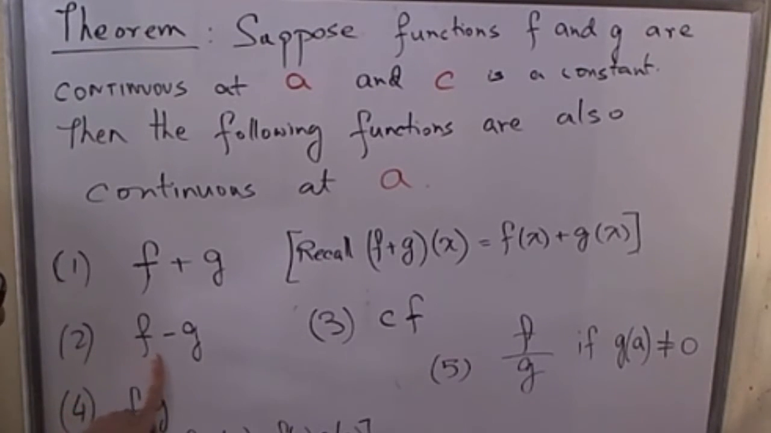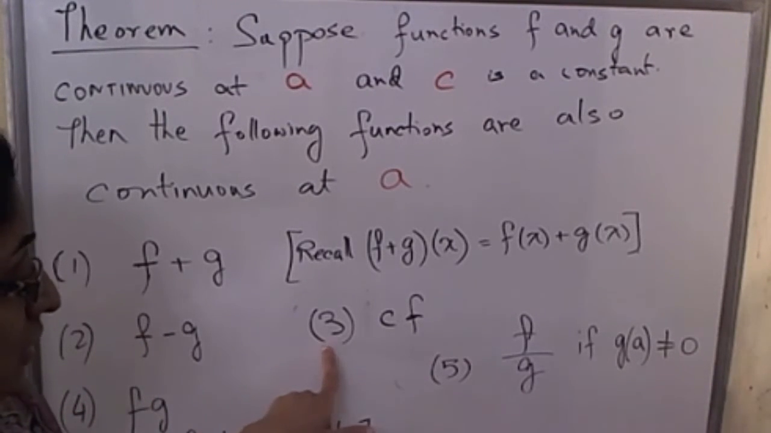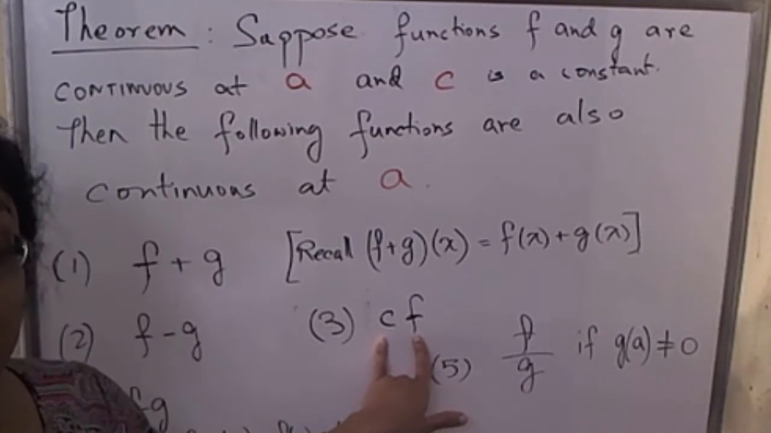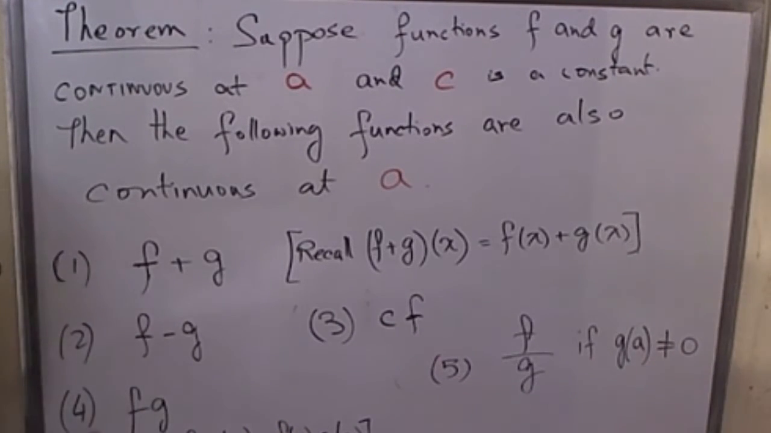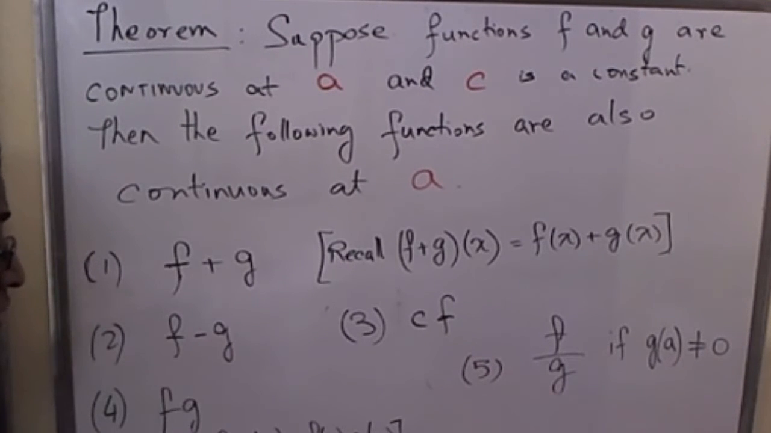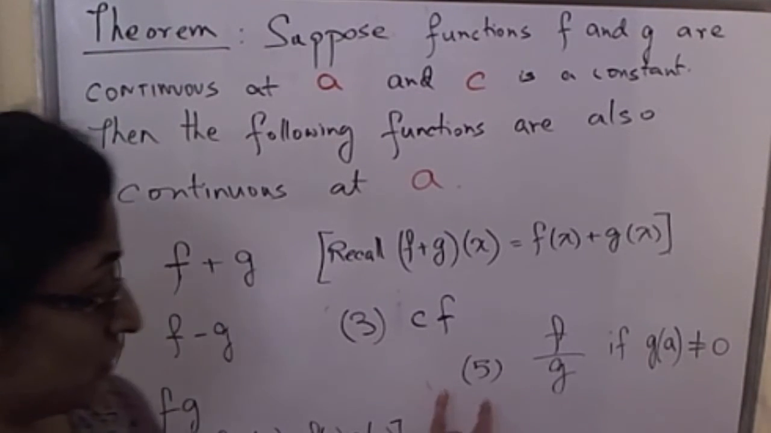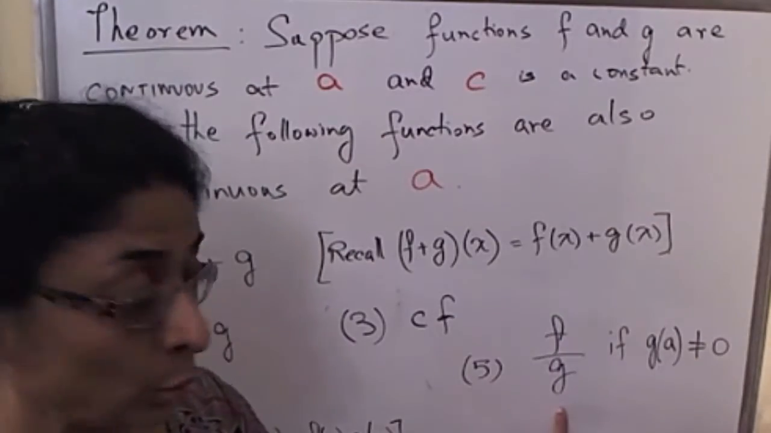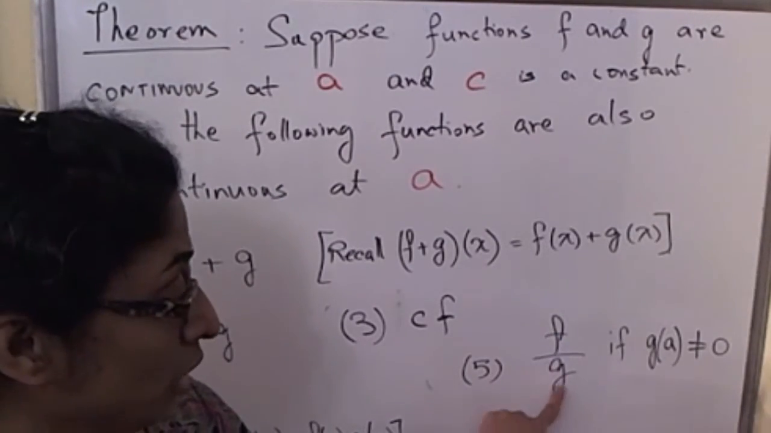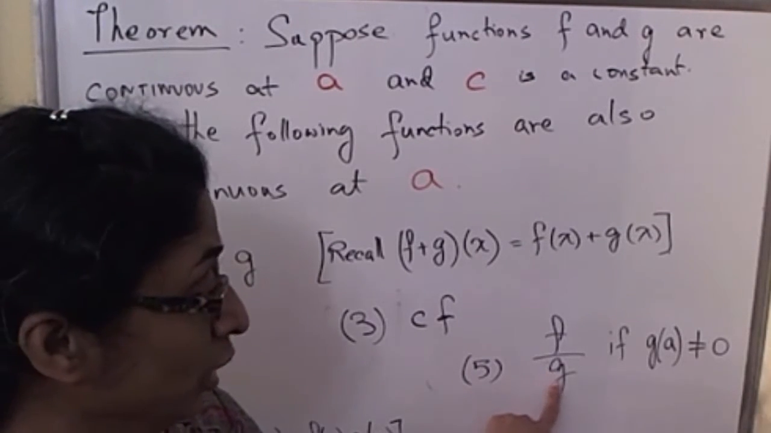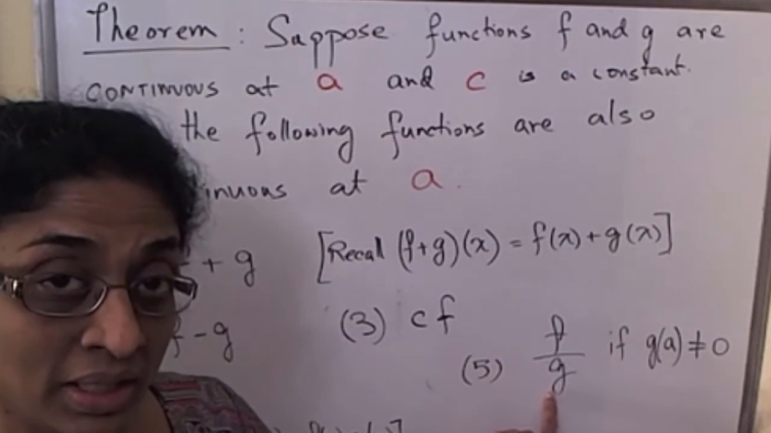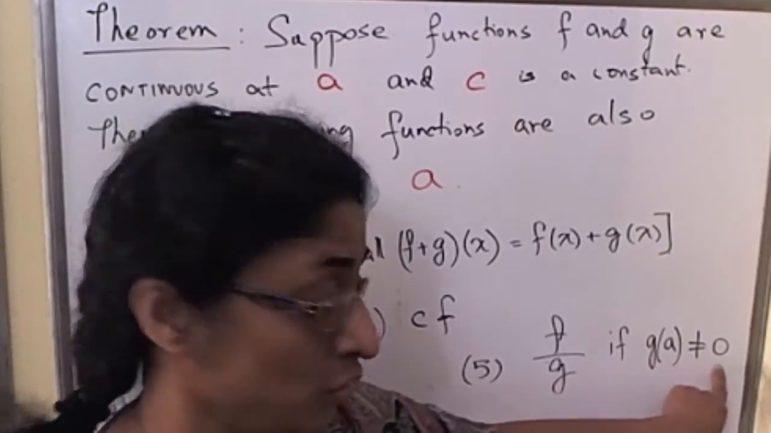And number 2 says f minus g is also continuous. Number 3 says c times f, this is a new function, is also continuous. And 4 tells you, if you start out with two continuous functions and you create a new function fg, then this theorem is guaranteeing you that fg is also continuous at a if f and g are continuous at a. Similar statement about f over g. The only thing to be careful about here is we do not want to divide by 0. So f over g is continuous at a as long as g of a is not equal to 0.